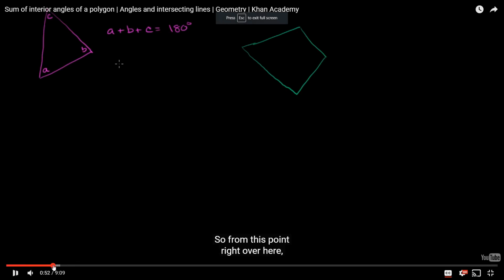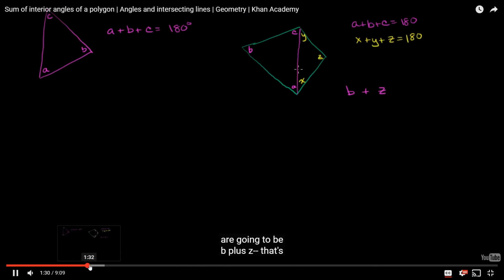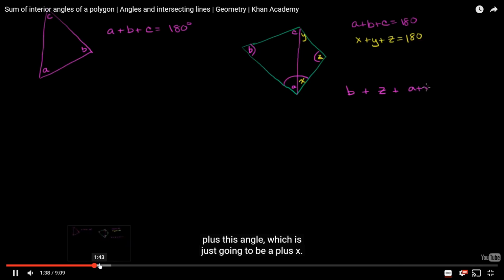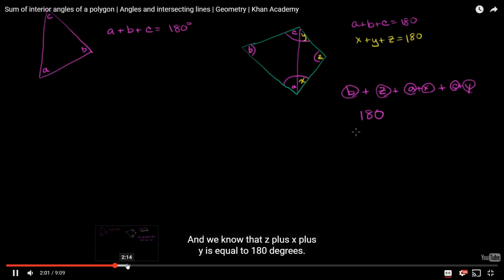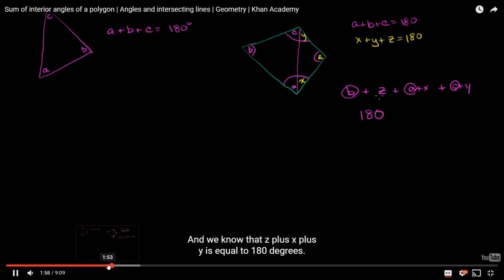We already know that the sum of the interior angles x plus y plus z is equal to 180 degrees. And so if we want, that's x plus a plus x, the whole angle for the quadrilateral. We already know a plus y is equal to 180 degrees, and we know that z plus x plus y is equal to 180 degrees.